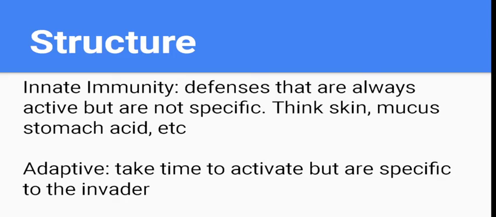And then adaptive is more of a slower response. It takes time to activate, but it's more specific to the invader. So think COVID, for example. If you got a COVID shot, that makes you have memory T and memory B cells, and then you get COVID. That's more of an adaptive response because now your body's like, oh, we know how to fight this.